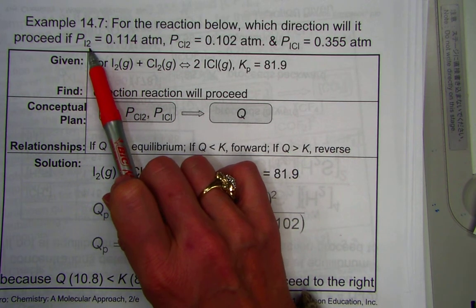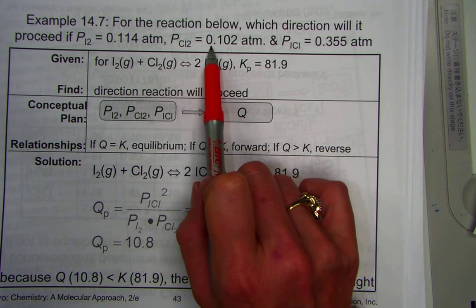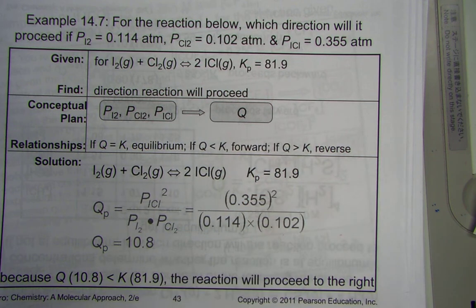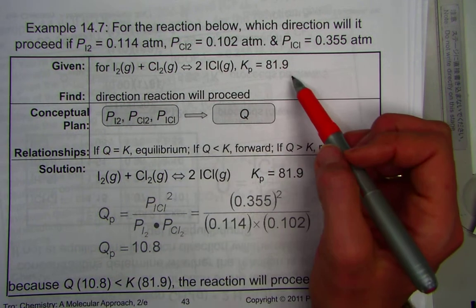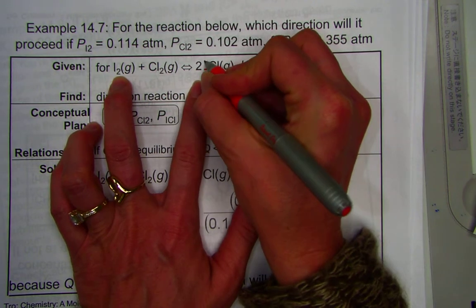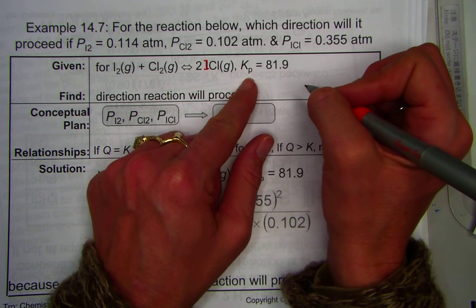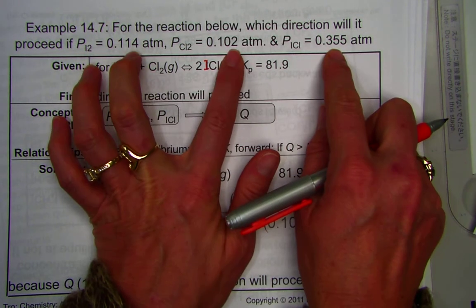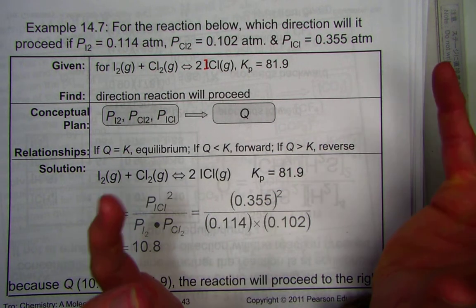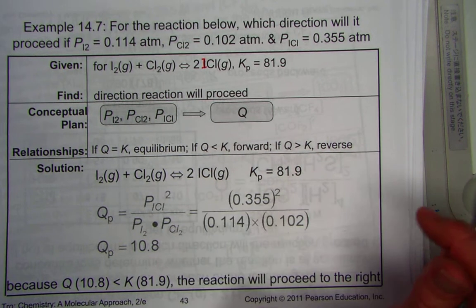So let's suppose for the reaction we have the partial pressure of iodine, I2, given as 0.114 atmosphere. The partial pressure of chlorine is given as 0.102 atmospheres, and the partial pressure of iodine chloride, ICl, is given as 0.355 atmospheres. The reaction is where iodine and chlorine combine to make ICl. Accepted value of Kp, 81.9. Let's compare on the way to equilibrium what value we calculate for Q and then decide, is it at equilibrium, is it going to go forward or head in a reverse direction to get at equilibrium?